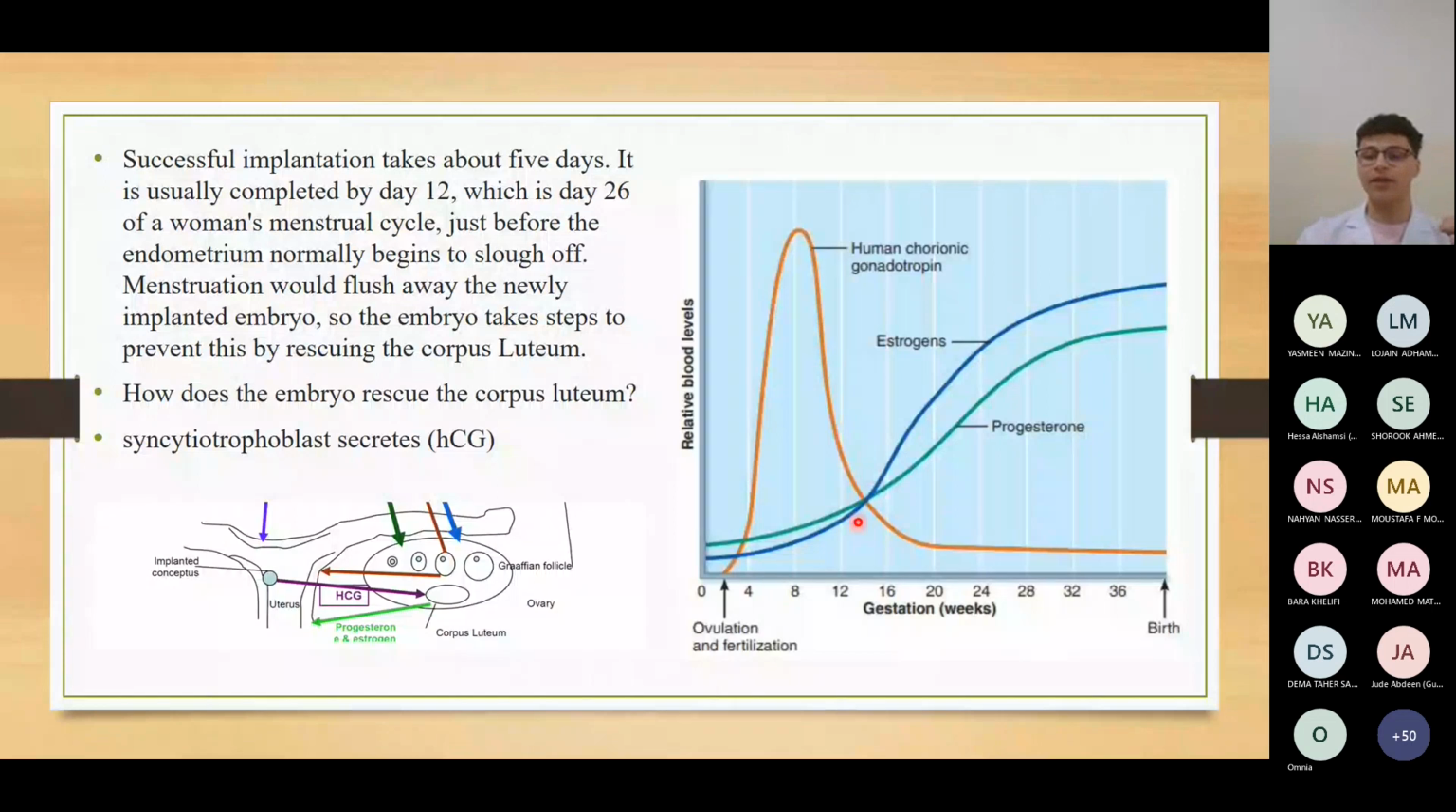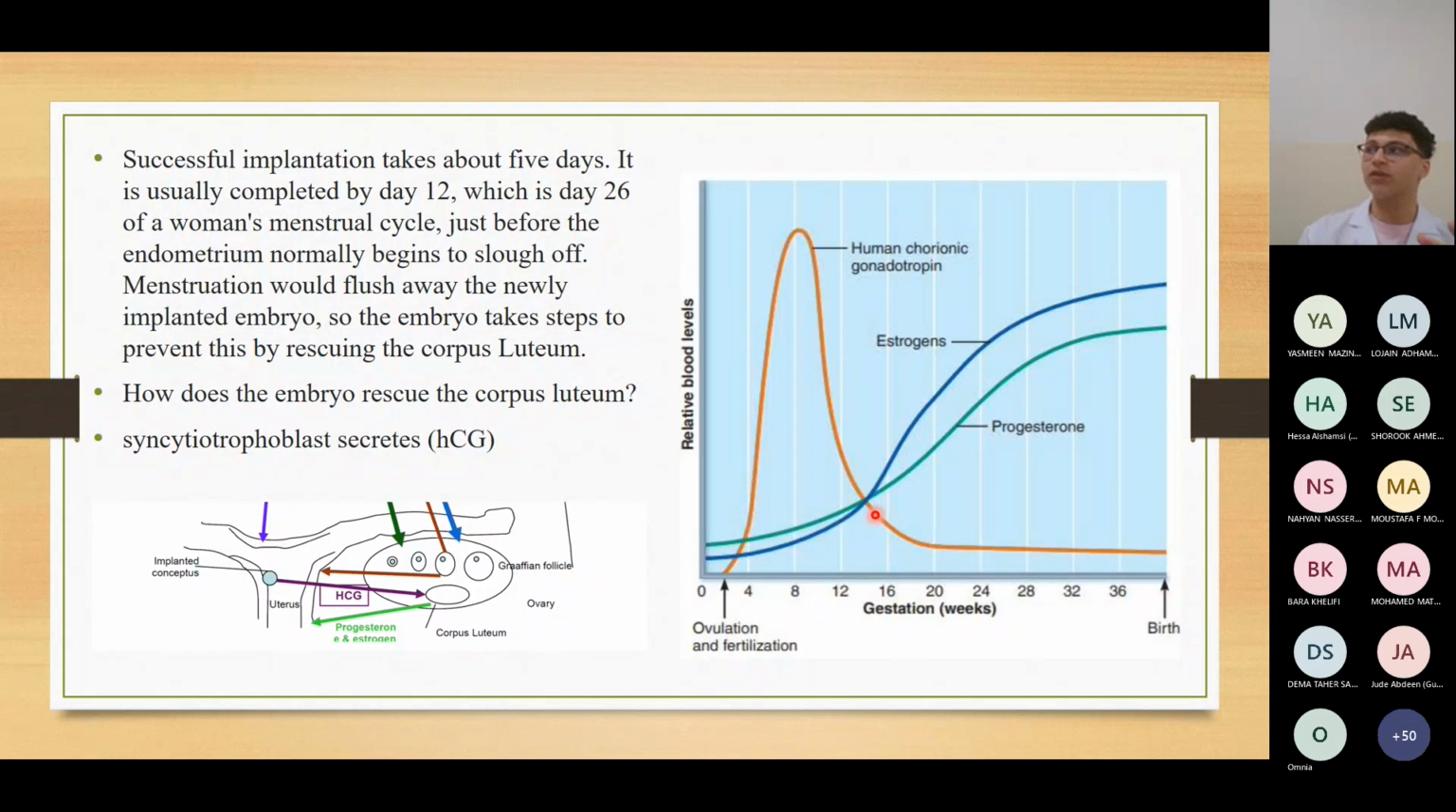So once the placenta, as you can see here, about in the third month, the human chorionic gonadotropin is decreasing. Why? Because the placenta took over the function. Now we do not need the corpus luteum to secrete the estrogen and progesterone. Now the placenta is independent. It can secrete these hormones alone.